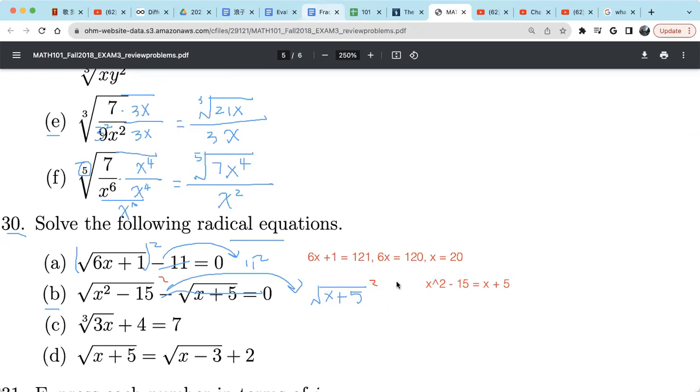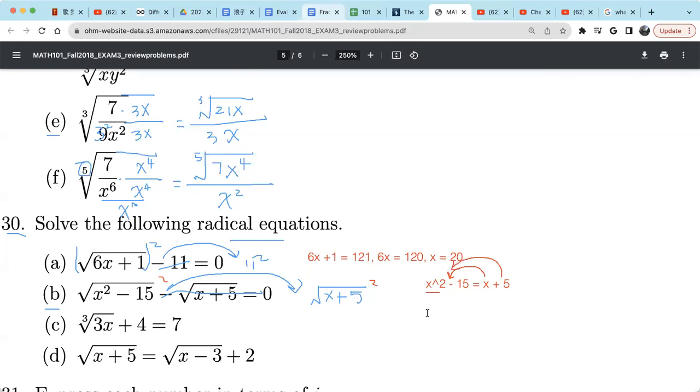I square both sides, square root cancel each other. So I have this. I have a quadratic, right? I see x squared here. So I'm solving quadratic equations. For quadratic equations, we want to leave one side to be 0. We move all the term to the other side.